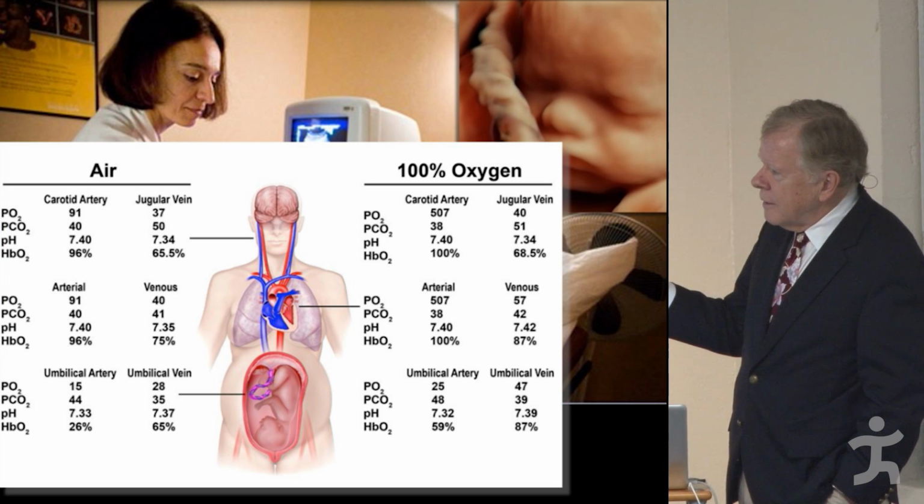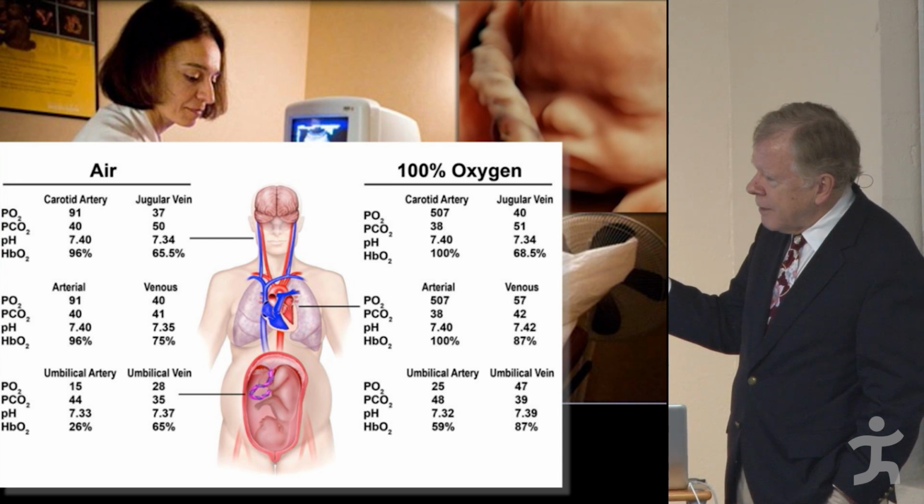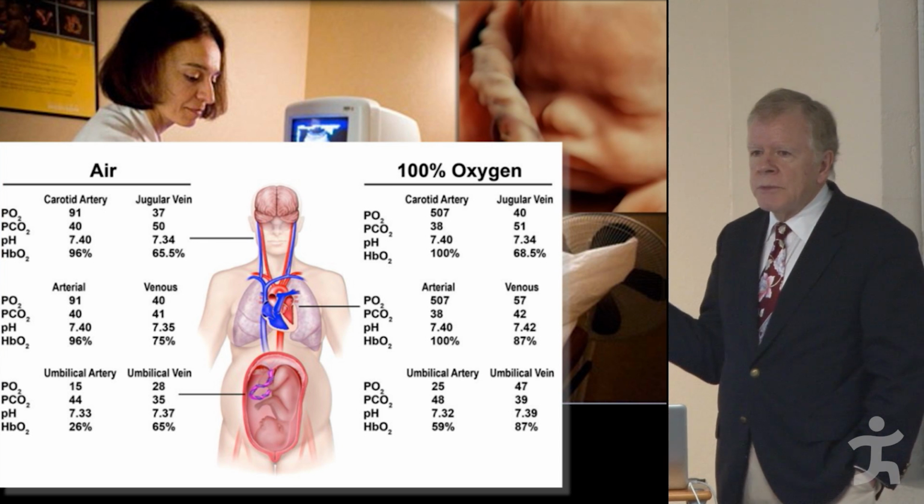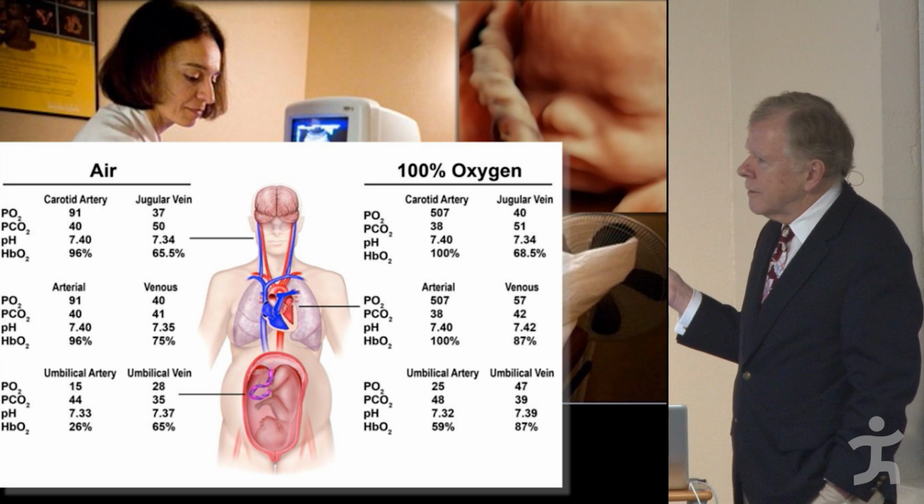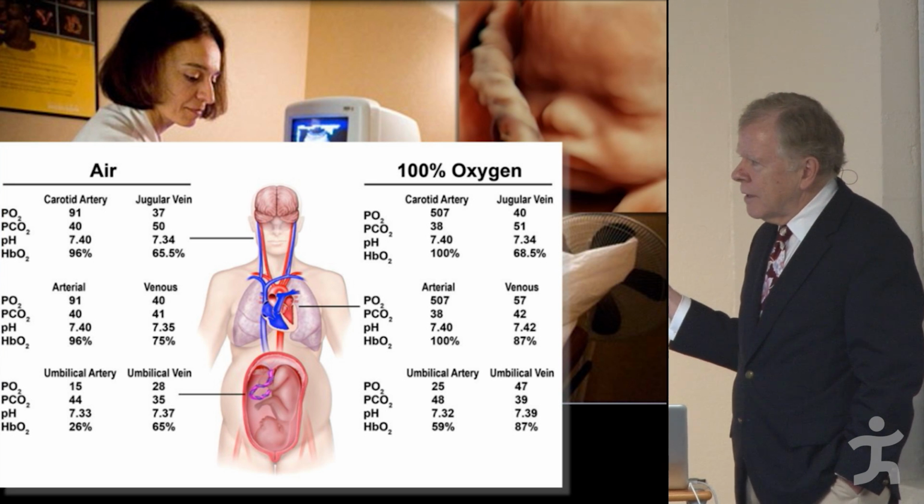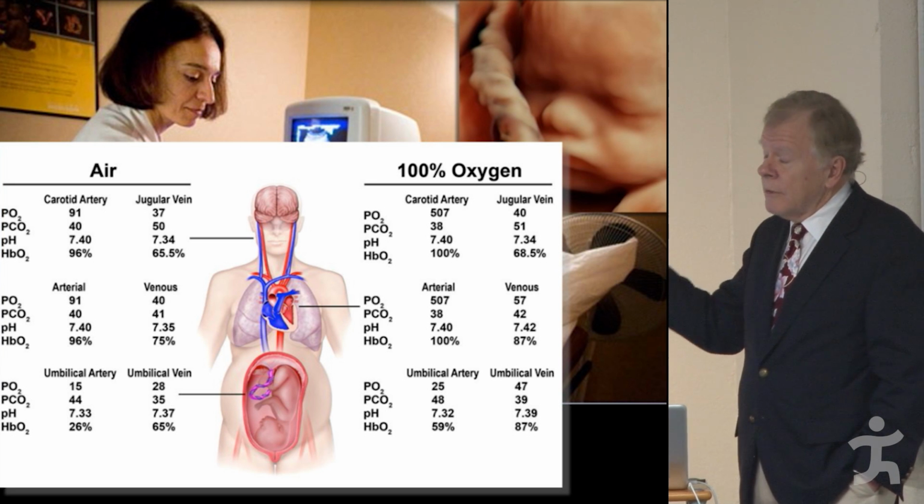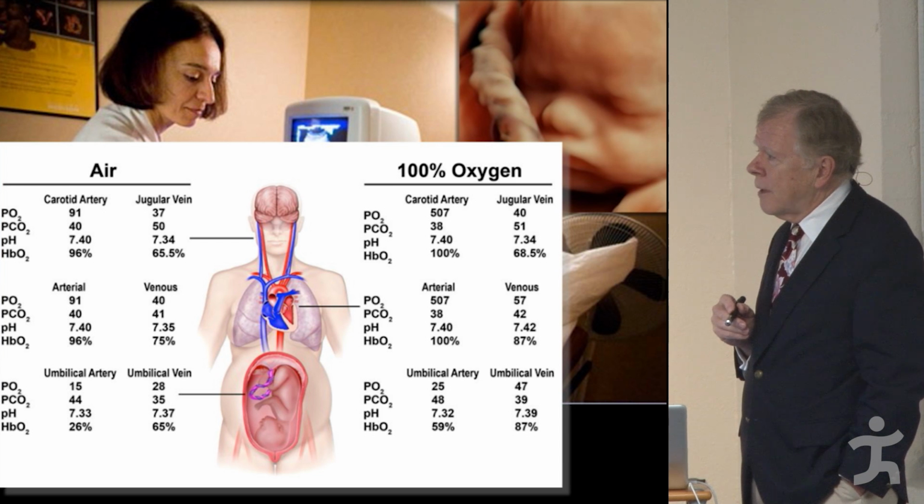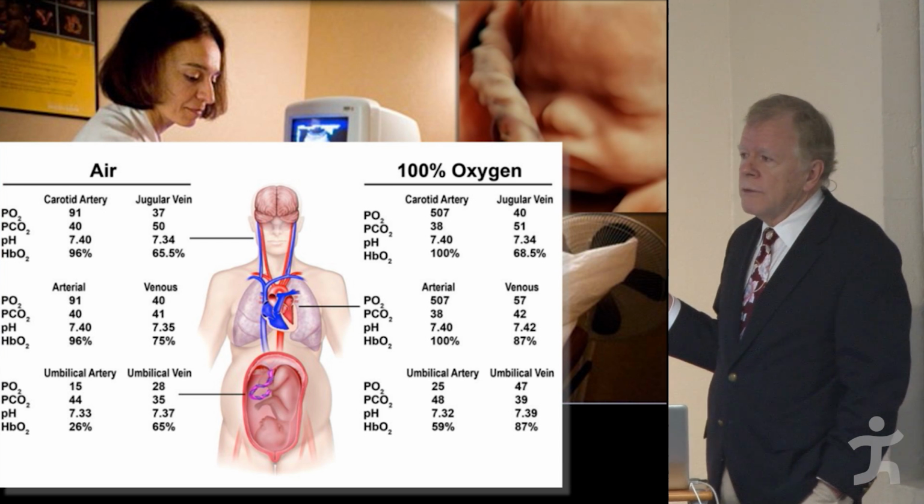But in the fetus, in the mother's womb, arterial PO2 is 15, and in the umbilical vein, which carries blood from the placenta to the baby, 28. Now, everybody would be unconscious and arguably dead with those numbers as an adult. So what happens when the baby is born, and how do you adapt to hypoxia? We really have very poor understanding.